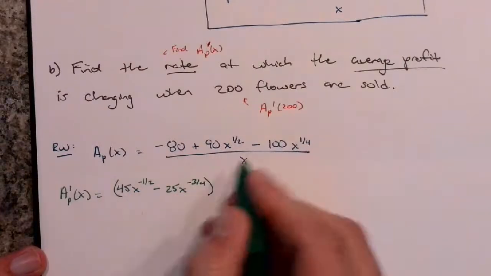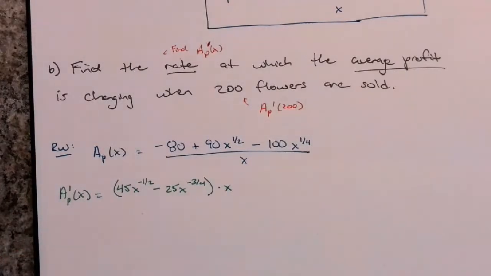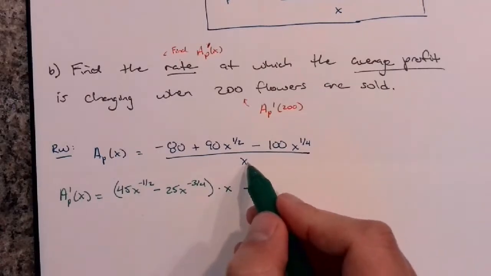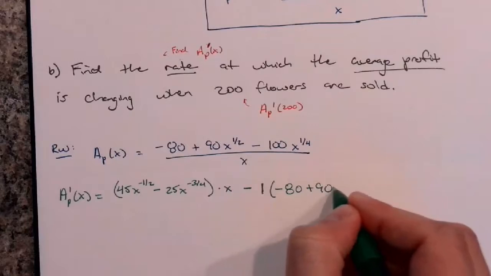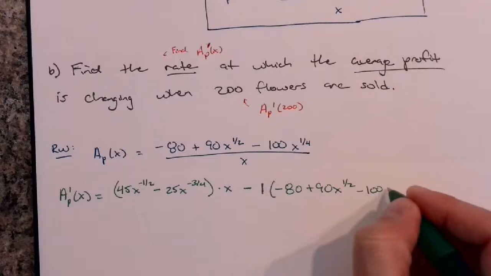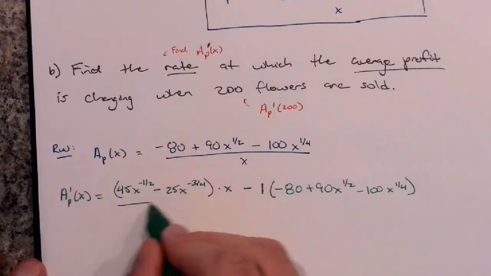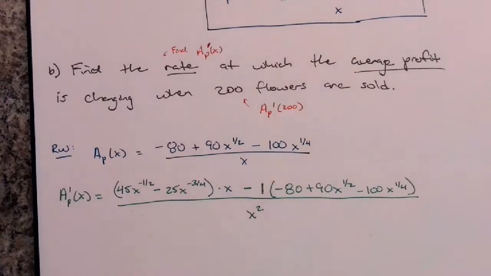That's the derivative of the numerator, times the denominator. And then minus, you want the derivative of the denominator, right? Derivative of the bottom, which is derivative of x, is just 1, times, you keep the numerator, so negative 80 plus 90x to the 1/2 minus 100x to the 1/4. And this is all over, remember for quotient rule, it's all over the denominator squared, in this case x squared.